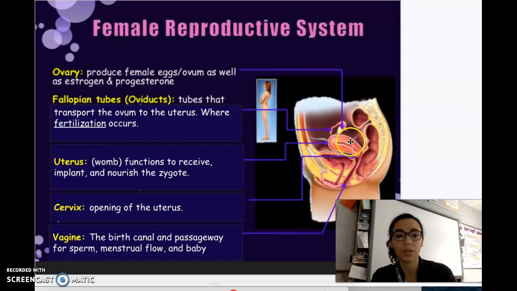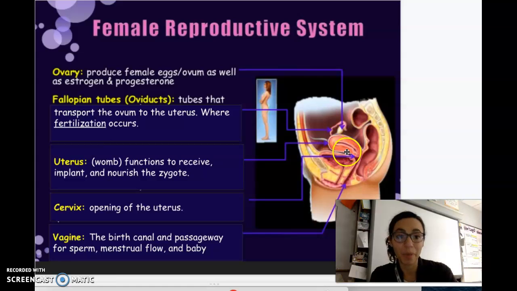Then we've got the uterus, which is this muscular pouch right here, just above the bladder. You can see the urinary bladder is here, and the uterus is located just above that. It functions to receive, implant, and nourish the zygote. So if the egg is fertilized and implants, this is where the baby will grow for 9 months. It's flexible muscular tissue, so it can expand very large.